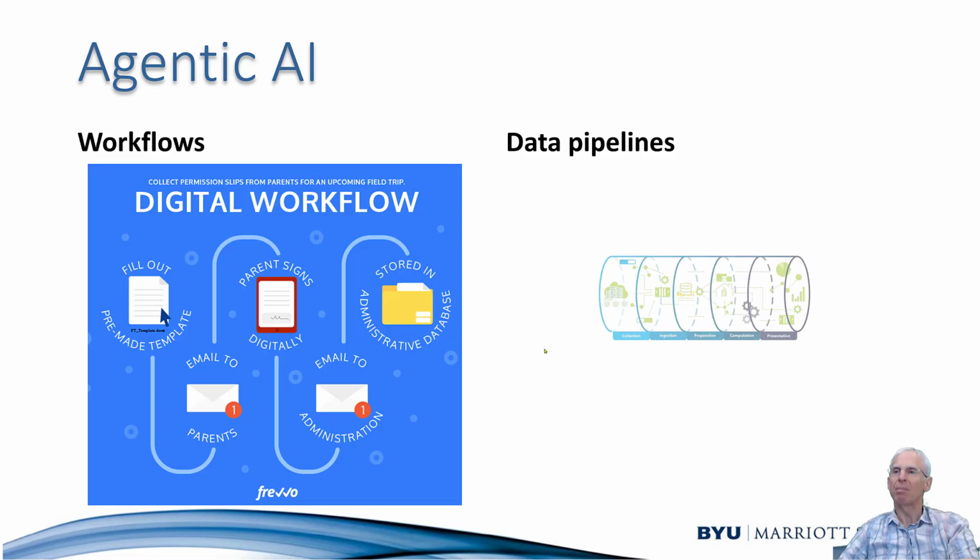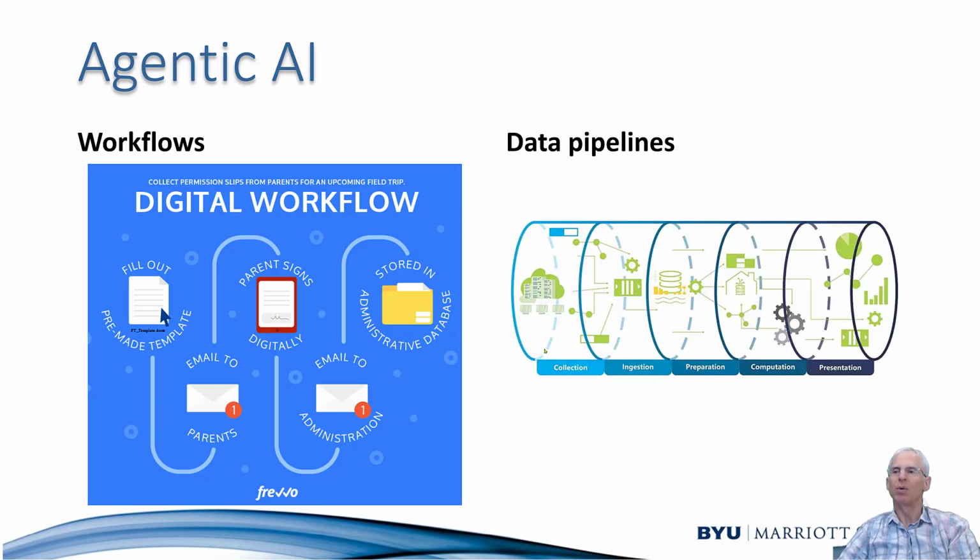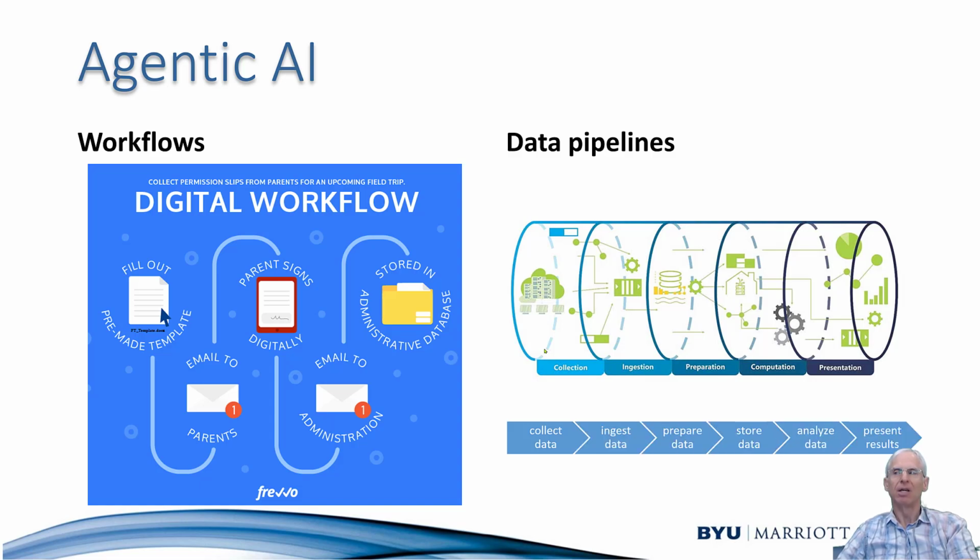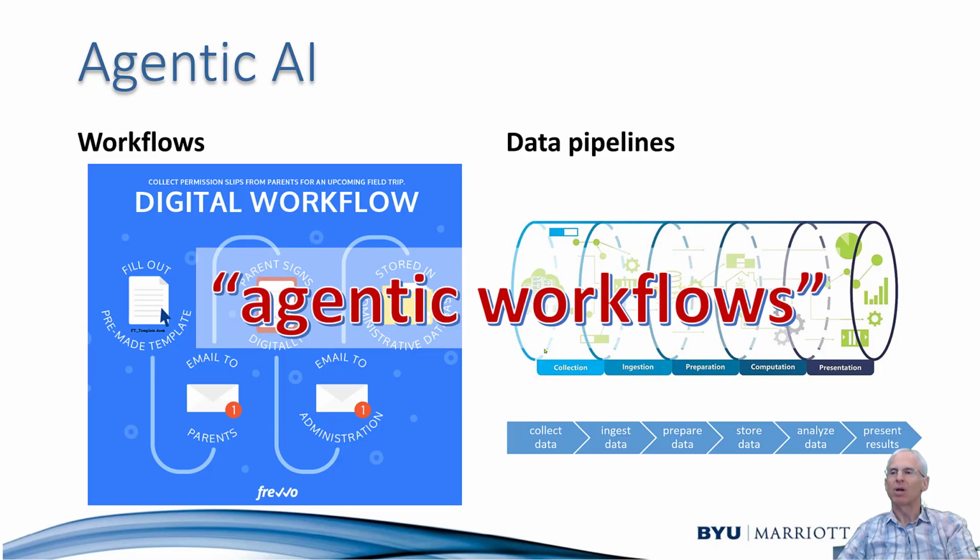We also have data pipelines. It's the idea that we collect some data, we ingest it, we prepare the data, we do computations, and we present the data. Think of a data pipeline as a workflow acting on data, processing data. Just a bunch of steps that we do. So that's really what agentic AI is about, processing workflows with a bunch of steps. We call these agentic workflows. It's kind of a buzz term, but it's becoming more common these days.